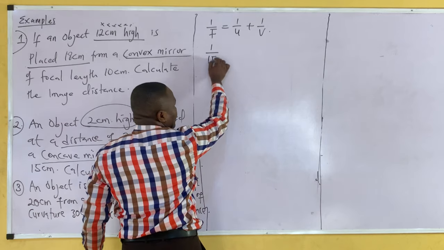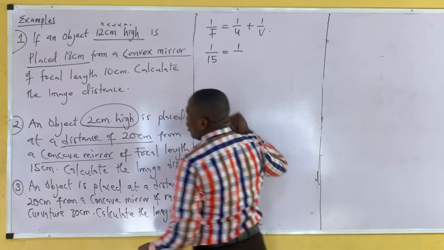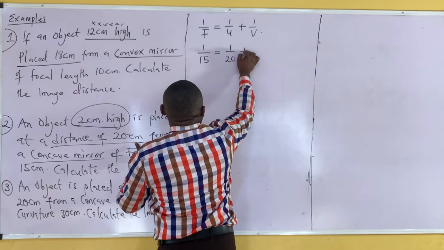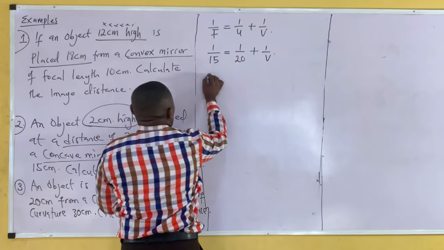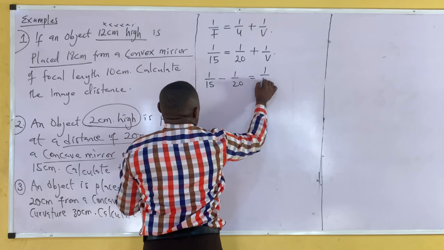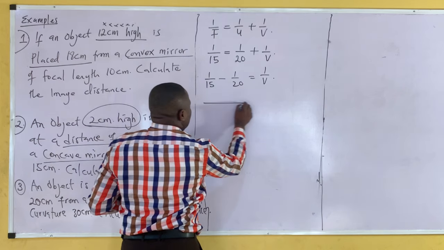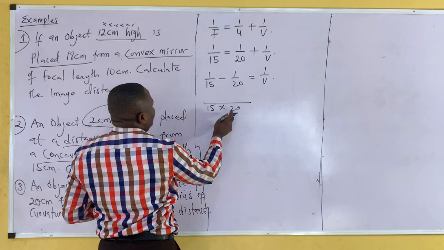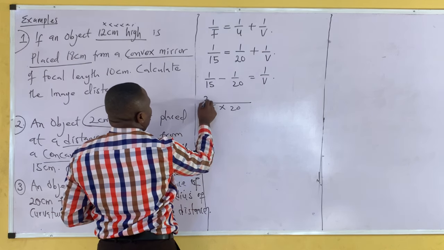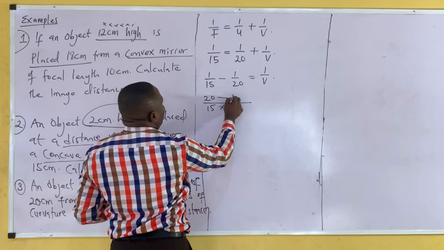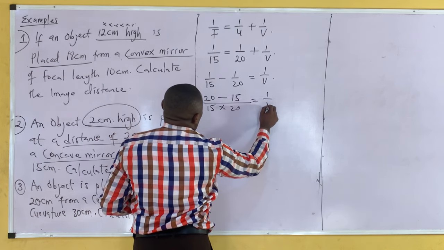1 over 15 is equal to 1 over the object distance, 20 centimeters, so 1 over 20 plus 1 over v. So I have 1 over 15 minus 1 over 20 equals 1 over v. Now the LCM is 15 times 20. This takes off this, I have 20, 20 times 1 is 20. Minus, this takes off this, I have 15, 15 times 1 is 15, equals 1 over v.